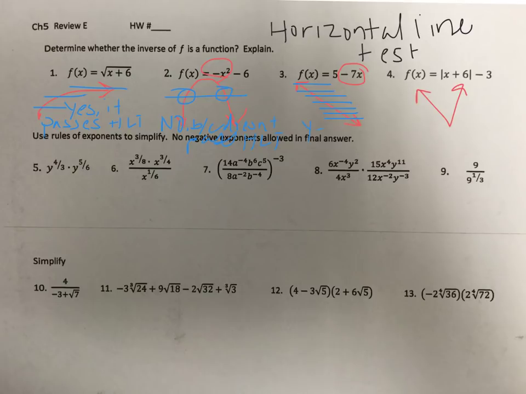The next one, the line, if I keep drawing horizontal lines, it's only going to touch it once. So yes, the inverse will be a function because it passes the horizontal line test. And then the last one touches the horizontal line twice. So no, it does not pass our horizontal line test. And you want to write those sentences out. I just don't have space.